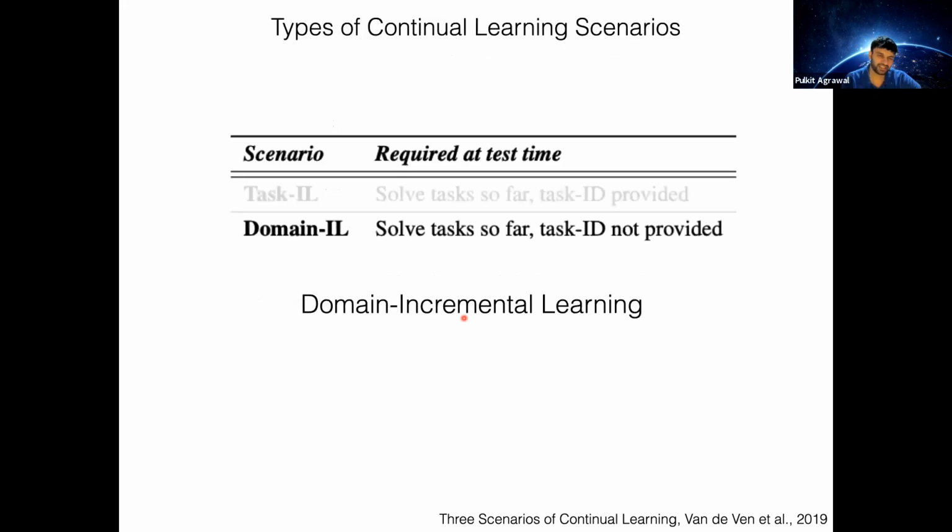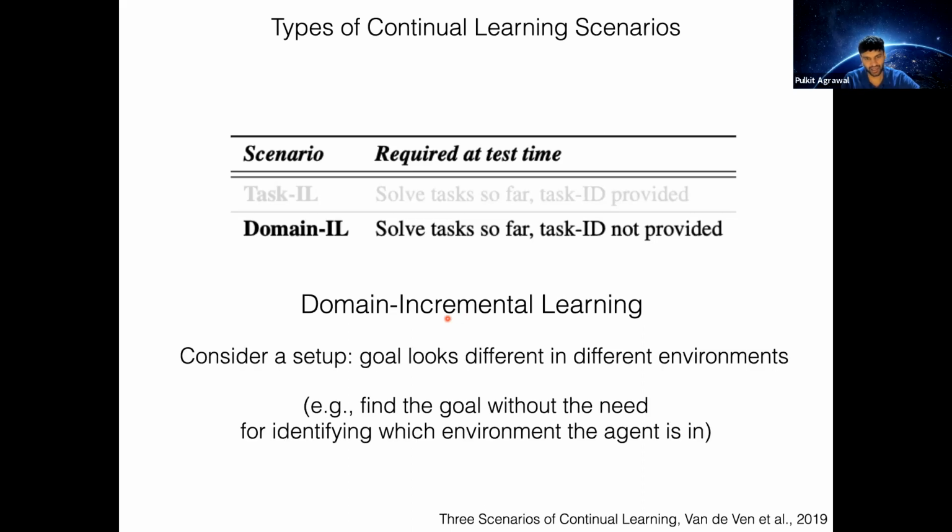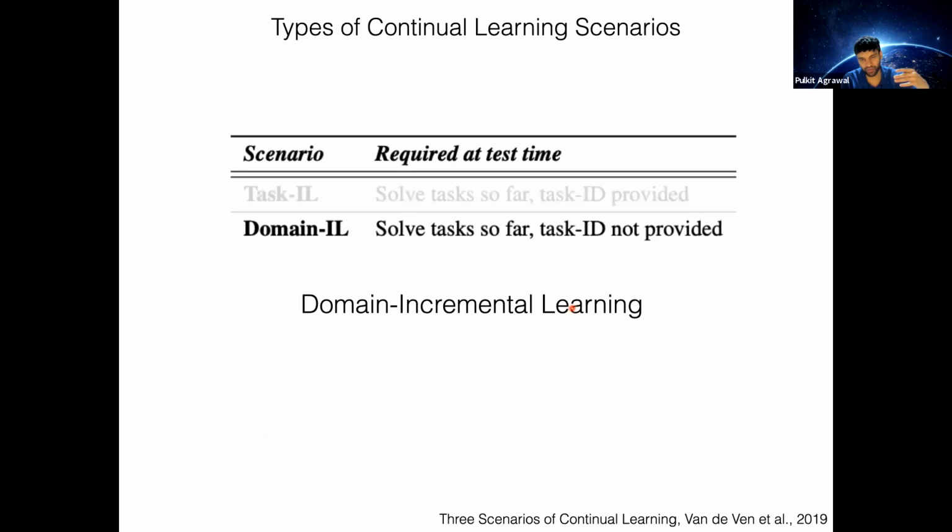Now the second, a more complex version, is when the task ID is not provided. This is what is called domain incremental learning. I think these names are not important, but knowing this classification is important, so that once you see a new paper, you know where to map it.